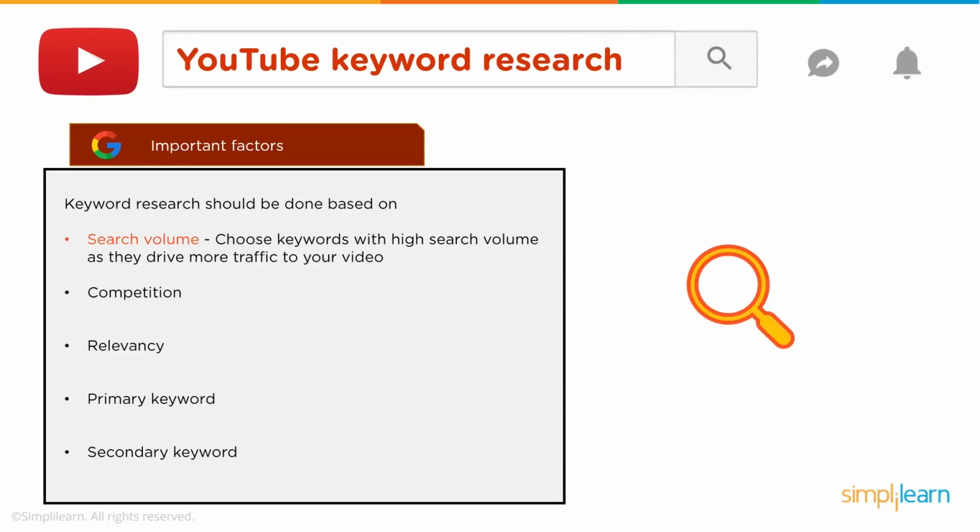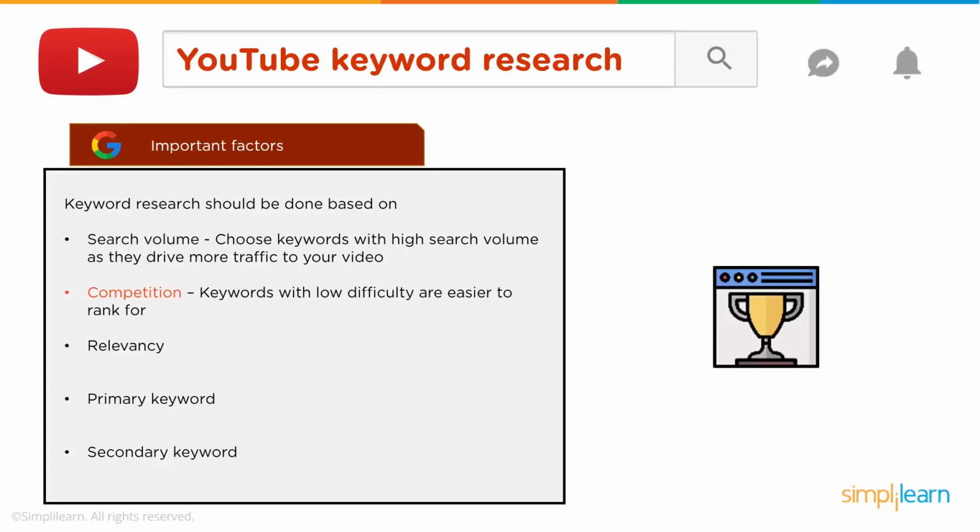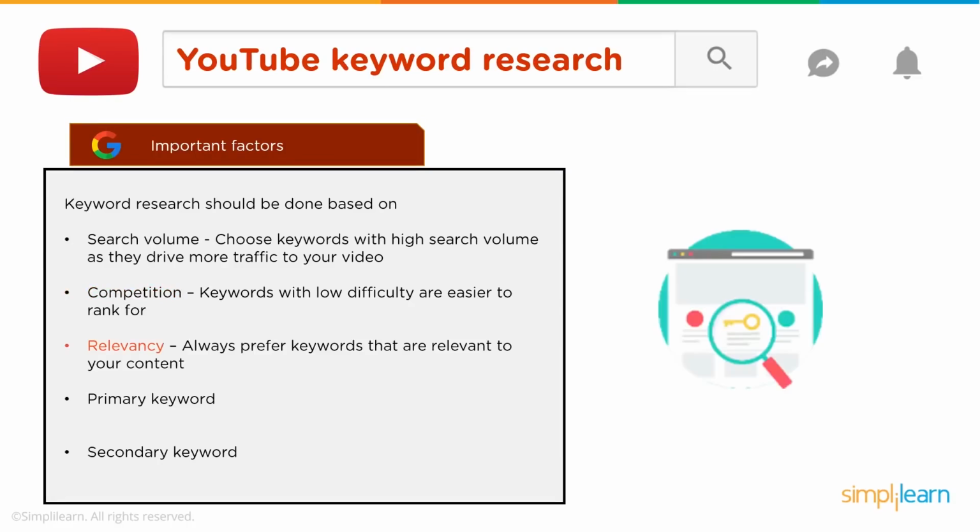So what we want to do is make sure we choose keywords with high search volume. They're going to drive more traffic to your video. However, we want to balance it out with keywords that have low difficulty and are easier to rank for. So you don't want to choose something very broad that's just going to be very difficult to rank for. And of course, we always want to go with relevancy.